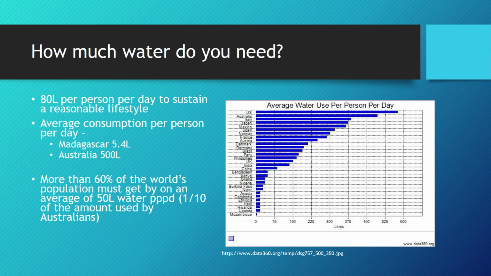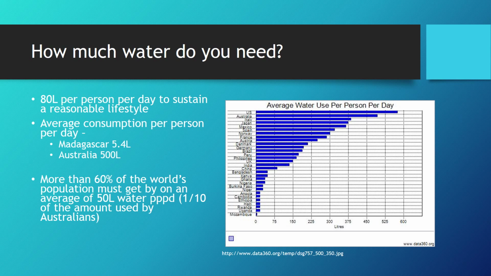So you're probably wondering how much water you actually need per day to live. The figures are you need about 80 litres. That's to sustain a reasonable lifestyle where you can drink, you've got food to eat, and you can shower as well. The average consumption per person per day, so Madagascar 5.4 litres, so that's quite a lot less than your 80 litres, but in Australia some of us are using 500 litres per day.